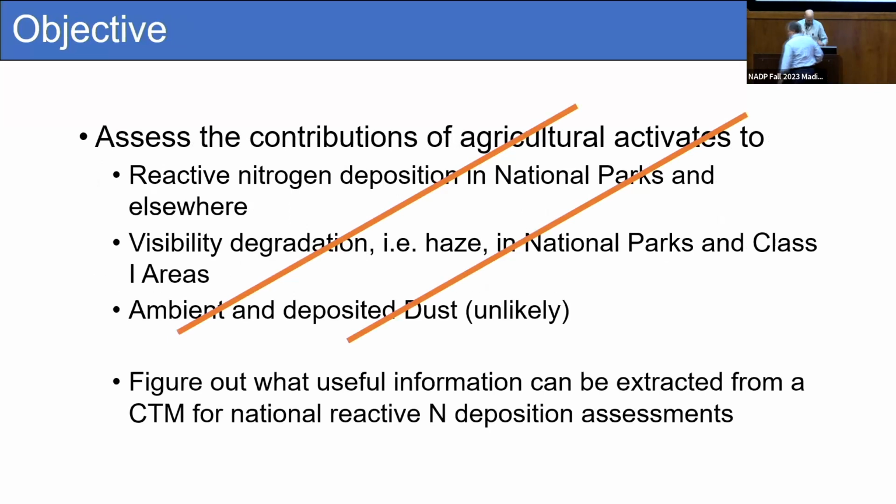Other air quality issues on a national scale. I'm going to have to hold this.